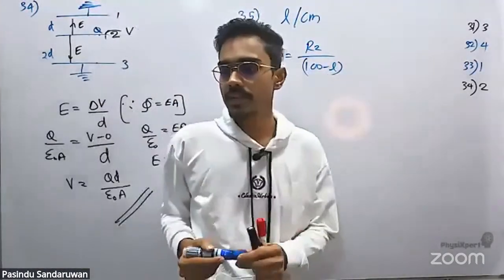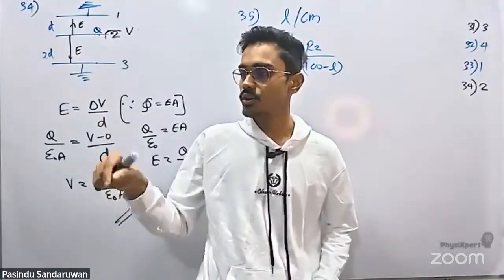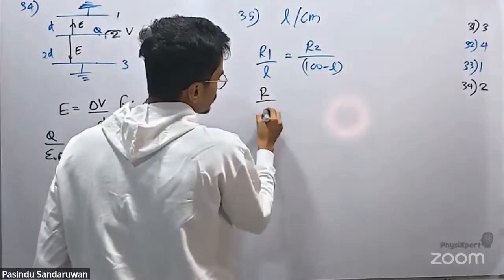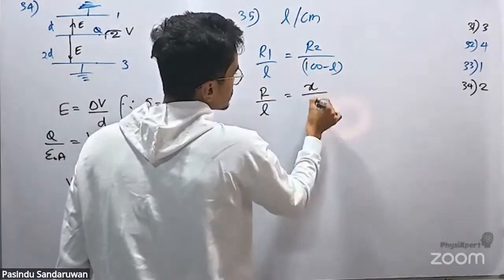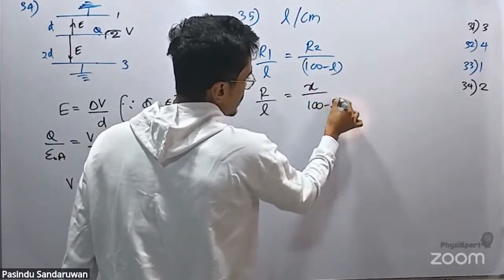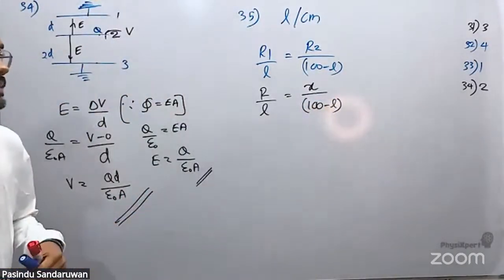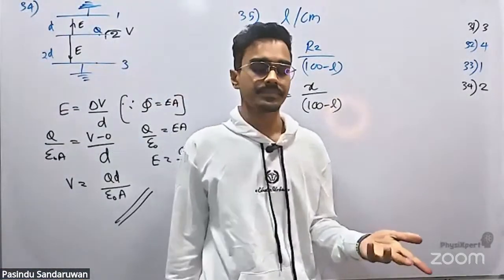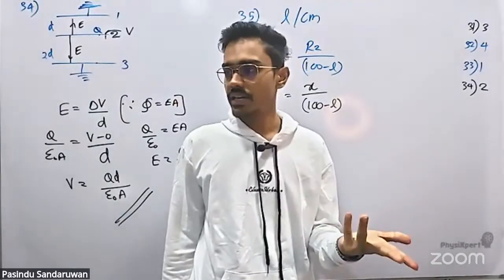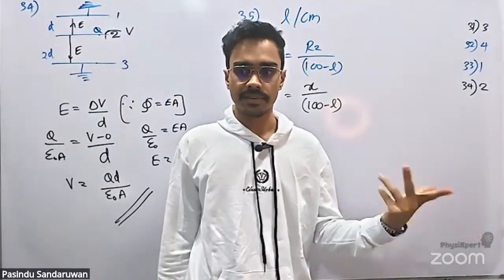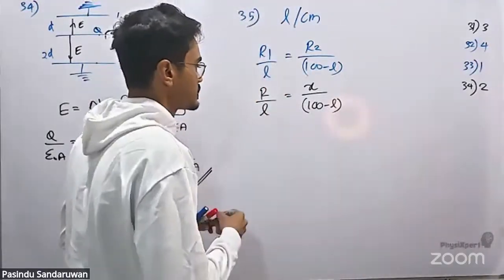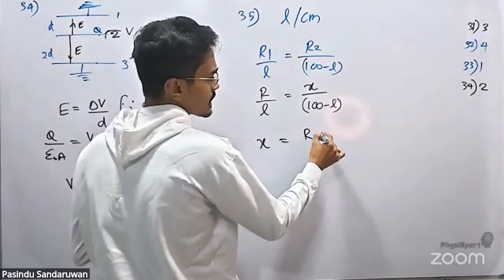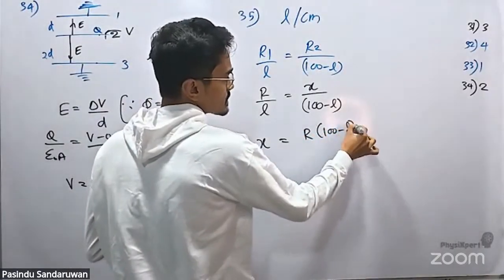Now, if I apply this to this given scenario, R over L equals X over 100 minus L, right? Now, we need to check some pairs of values, right? X is going to be the same, as the same resistor is used. So therefore, if I make X the subject, what comes is R times 100 minus L over L.